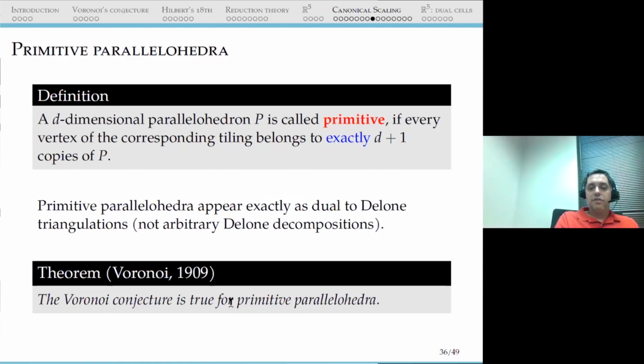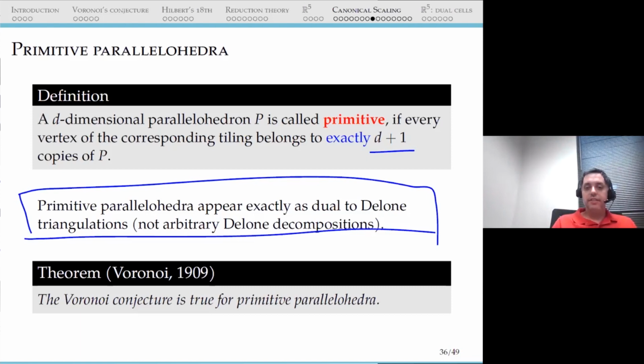This construction can be done for primitive d-dimensional parallelohedra, and that's the case of Voronoi. A parallelohedron is called primitive if every vertex of the corresponding tiling belongs to the minimal possible number of copies of P. So d plus 1, right? We know that if we have a vertex, then it belongs to d facets, so these are exactly d additional copies, in total at least d plus 1. And those are exactly the parallelohedra that appear as dual to Delaunay triangulations, right? Again, the classification of Delaunay triangulations that was at the core of Voronoi's reduction theory appears for primitive parallelohedra, and that's the theorem that Voronoi proved, that the Voronoi conjecture is true for such parallelohedra.